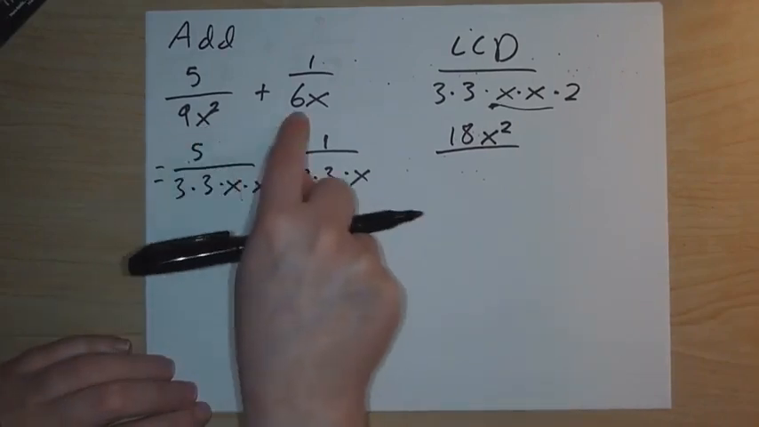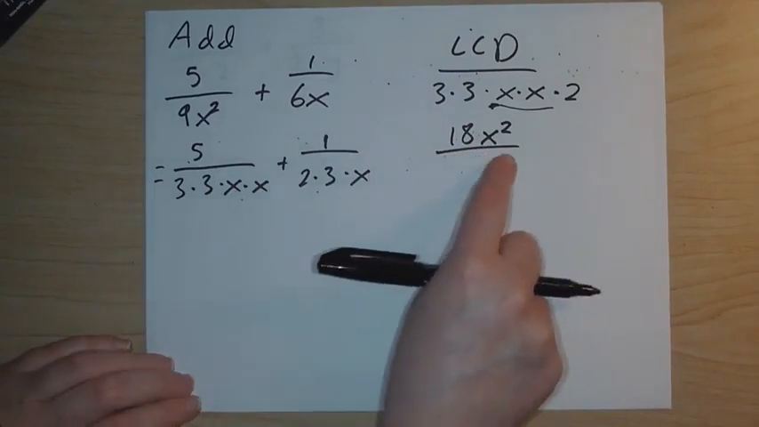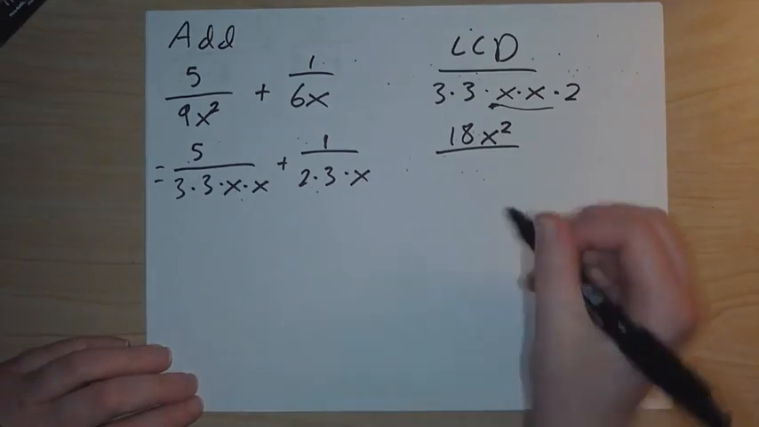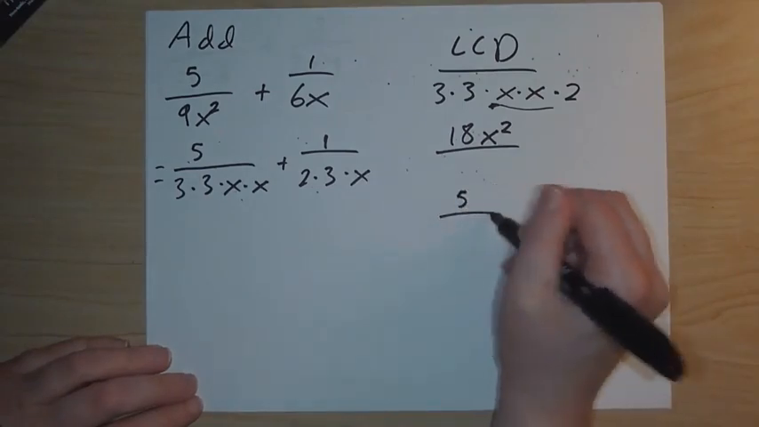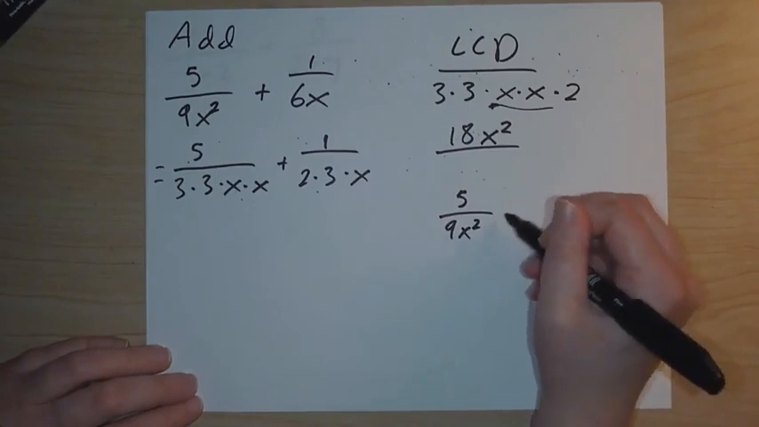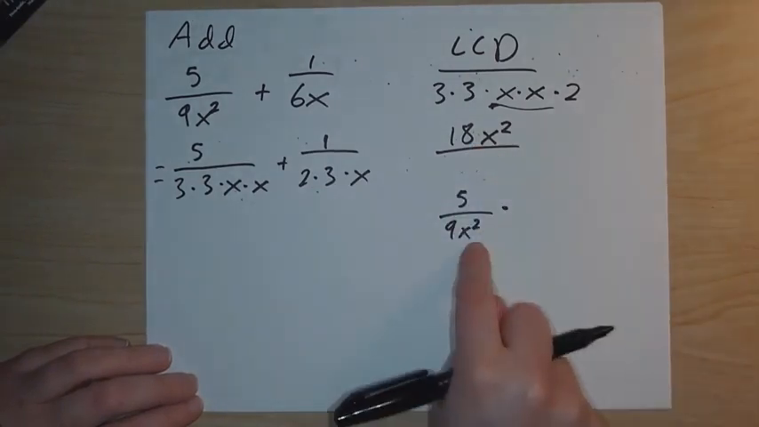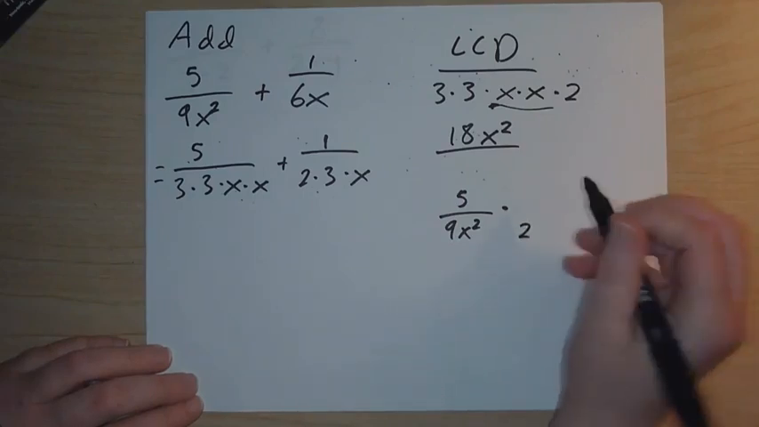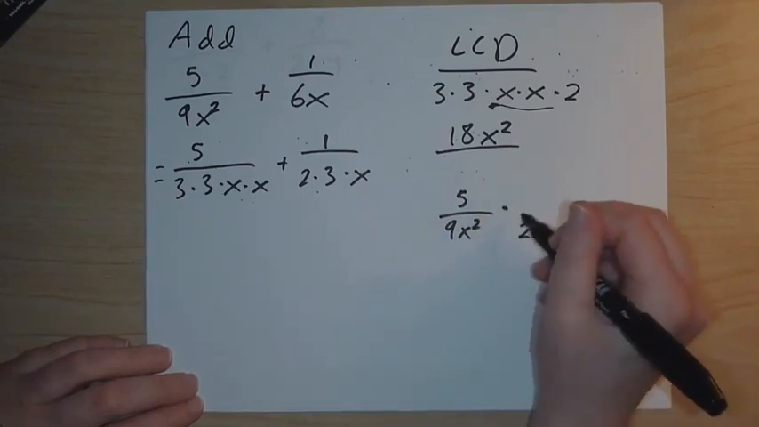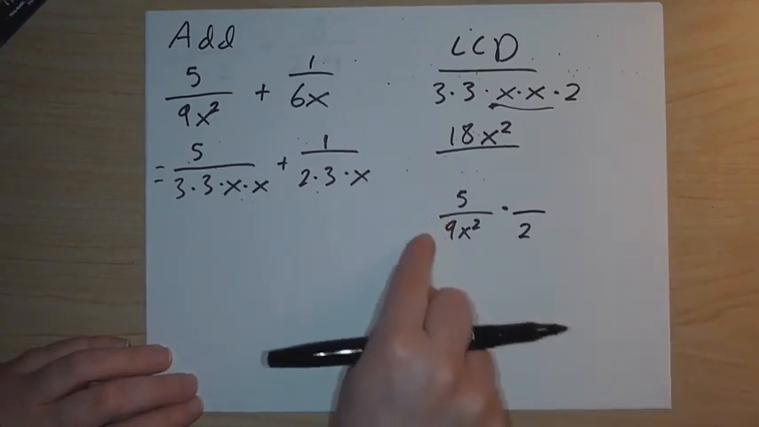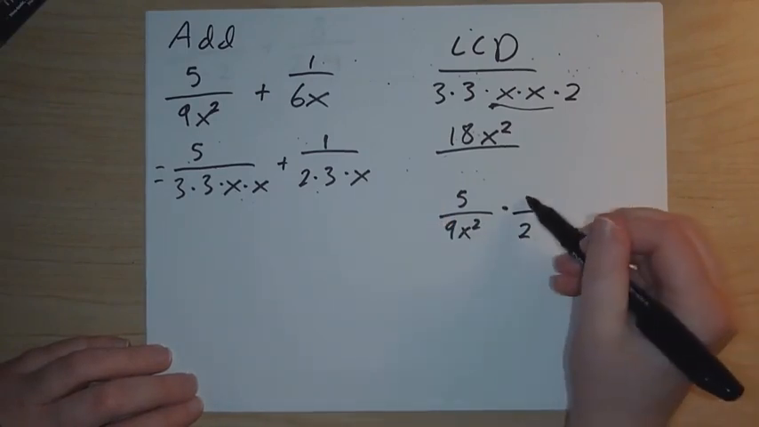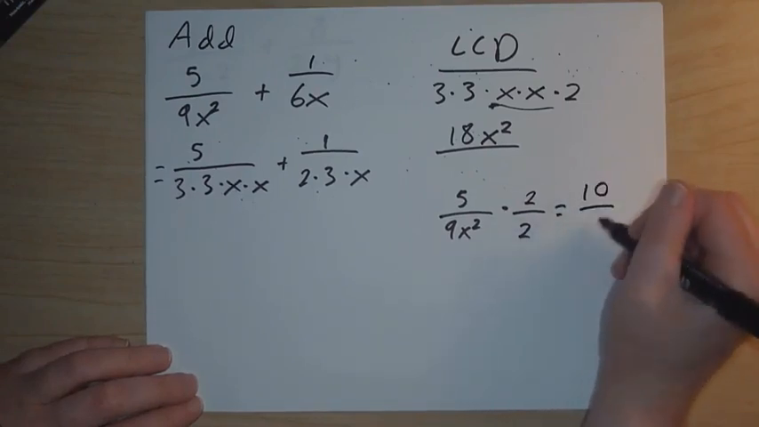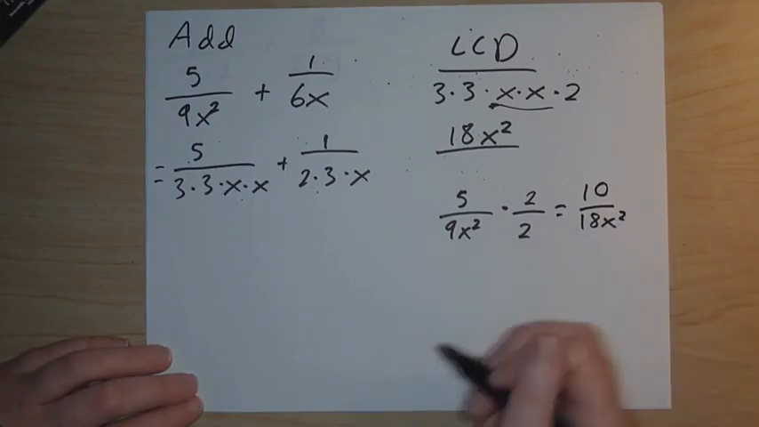So we need to manipulate the denominators here to get 18x squared. So what we multiply 9x squared by, so we have the fraction 5 over 9x squared. To get 18x squared on the denominator, we need to multiply 9x squared by just 2. But if we do that, then we get 18x squared. But we don't want to change the value of 5 over 9x squared, so we need to multiply by 2 over 2, which is 1. So doing that, we get 10 over 18x squared.